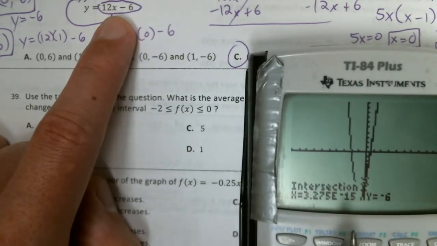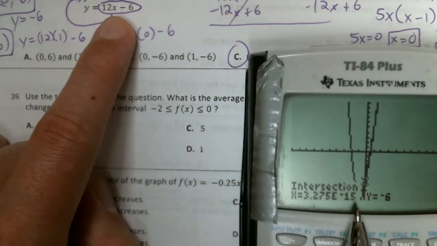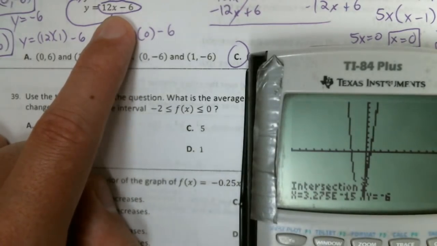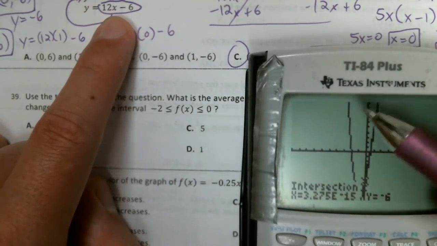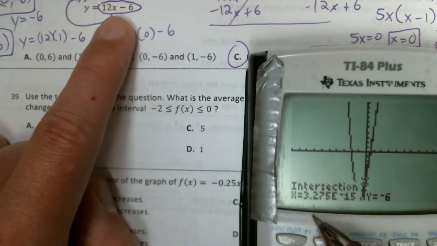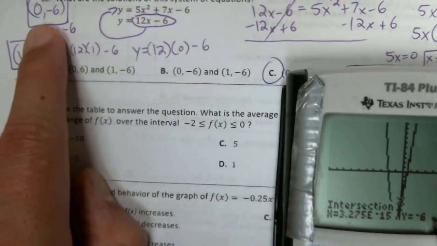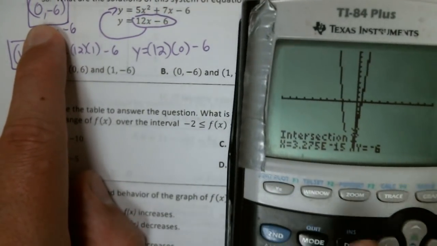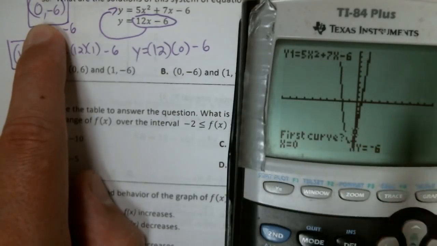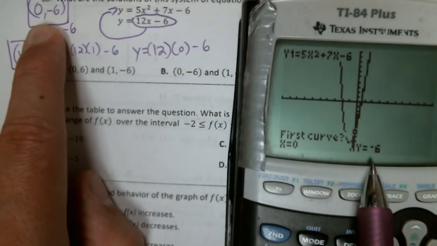Okay, you might be asking, what in the world is that number? 3.2 e to the negative 15. Guys, that is basically 0. Don't ask me why. I don't know why Texas Instruments has that, it's like a flaw in their software. I don't know why it's not just 0. But it's 0, negative 6, which is what we got up here. In fact, you could see when I did second calc with the intersection, it actually does show 0, negative 6.